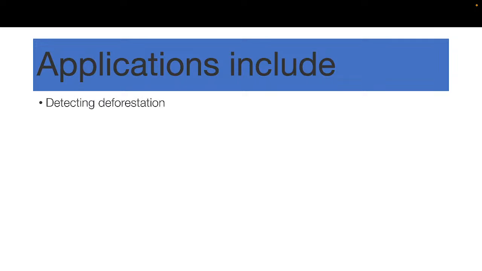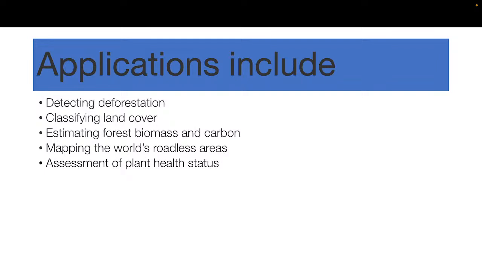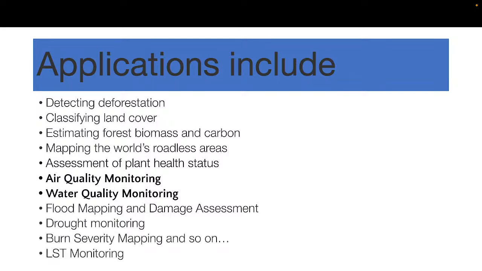Deforestation is one kind of application using Google Earth Engine. We can easily identify and detect deforestation and afforestation areas, classify land use, land cover mapping, estimate forest biomass and carbon, then map roadless areas, then assess plant health status, then air quality monitoring, water quality monitoring, then flood mapping and damage assessment, drought monitoring, burn severity mapping, LST monitoring.